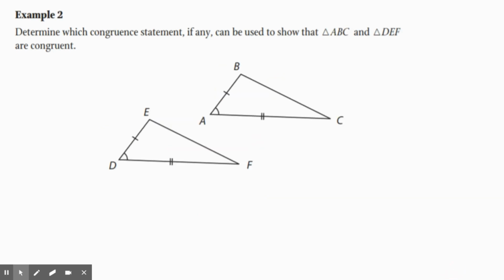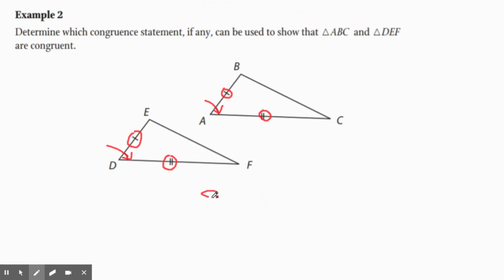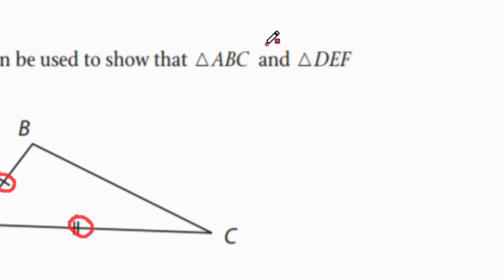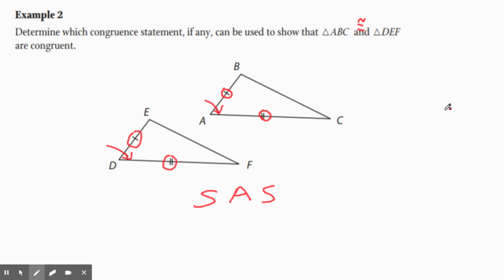Example 2: determine which congruent statement, if any, can be used to show that triangle ABC and triangle DEF are congruent. We do have line segment DE is congruent to line segment AB. And we also have line segment DF is congruent to line segment AC. And I'm noticing we do have an included angle. It's in between those two. So therefore, I'm going to be using SAS as the reason for my congruent statement. And now I can say that triangle ABC is congruent to triangle DEF because of side, angle, side.